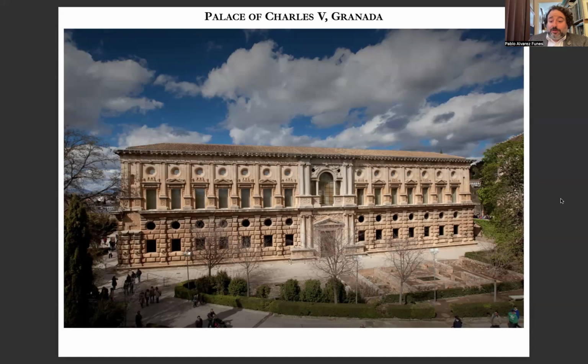So what we know is that Machuca was coming from Italy, was a Spaniard that had been trained in Italy, and when he came back to Spain, the emperor commissioned him to design this palace attached to the Alhambra, and that in the long term was what saved the whole Alhambra from destruction. I mean, he had to destroy a portion of the palaces to build this, but that contributed to preserve the whole thing.